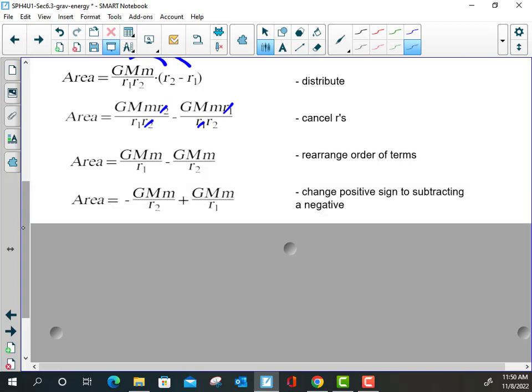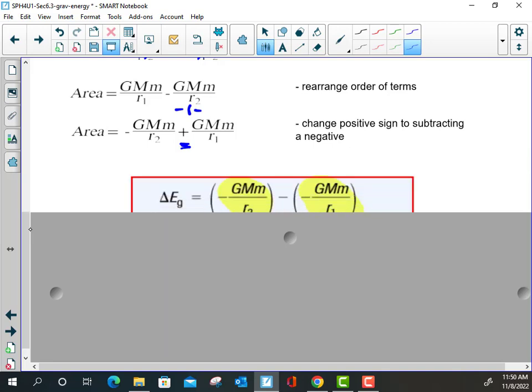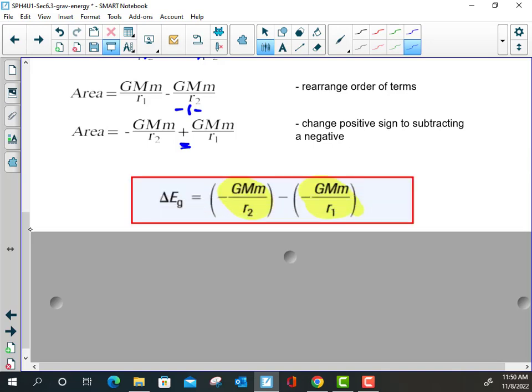But we're not done there, so we're going to just change the order. So we're going to put R2 in the front, and then we're going to do a little bit of algebraic manipulation. So instead of having a positive here, we're actually going to subtract a negative value. And what that does is it allows me to rewrite it like this. And this is important because now I have the exact same quantities inside the bracket. I have a negative G, capital M, little m, all over an R value. It's the same in both. And I'm just going to subtract those. So that fits with our change in energy is the energy at R2 minus the energy at R1. Okay, and it makes a nice clean formula for us.